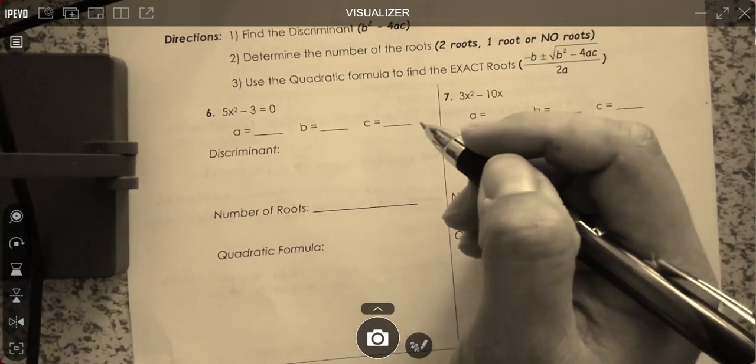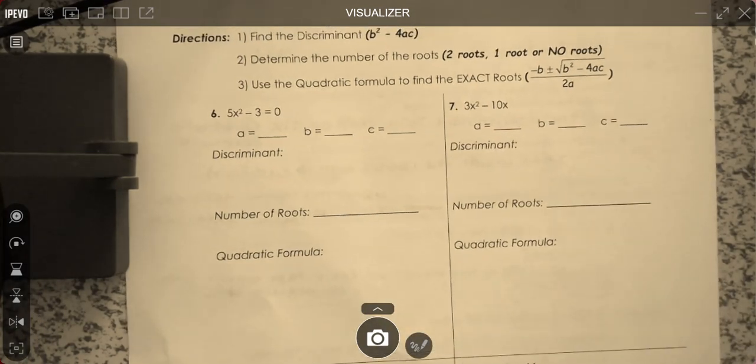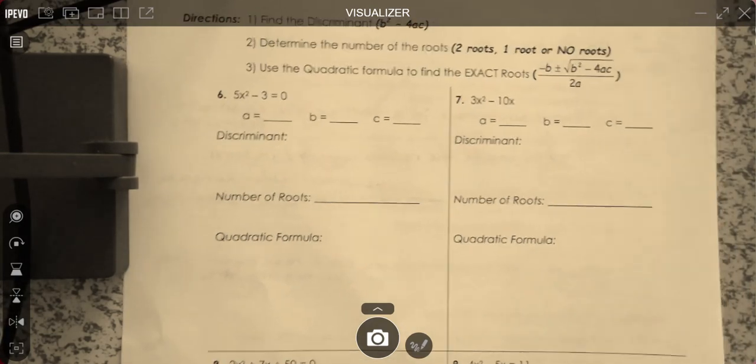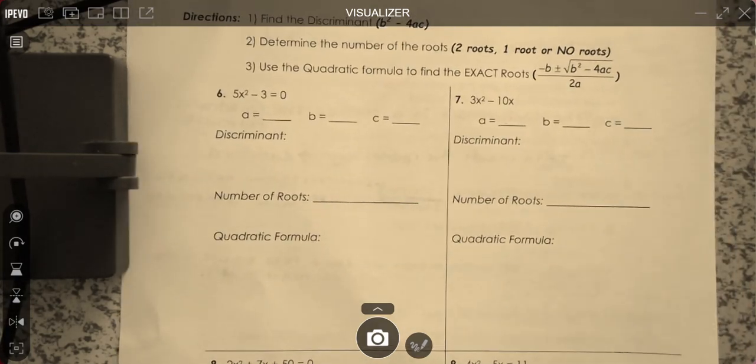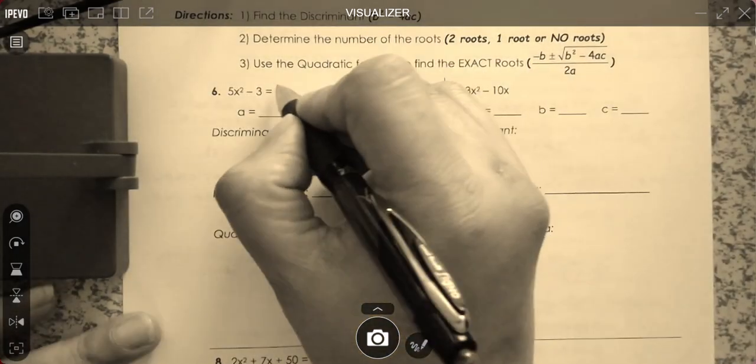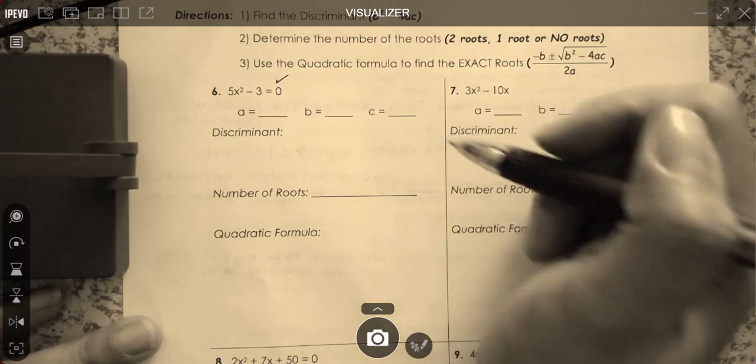Is it 0? Yes, exactly. I said it was the right answer. Okay, it's correct. When you said 0, it's correct. All right, make sure it equals 0.